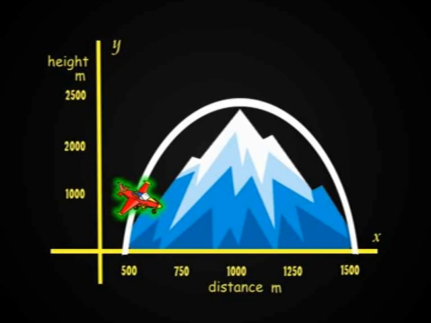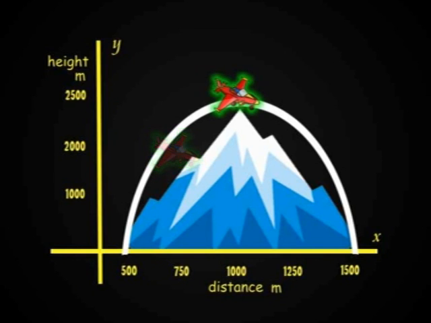You are flying in an aeroplane over a mountain. Let us use x to represent your distance from the start of your journey, and we'll use y to represent your height above sea level. At 500 meters from the start of your journey, you are 1,000 meters above sea level. At 750 meters from the start of your journey, you are 2,000 meters above sea level.